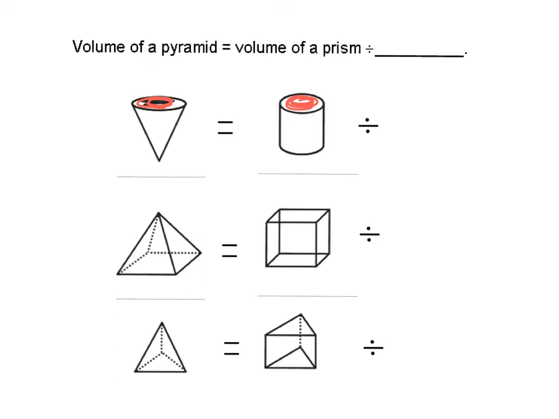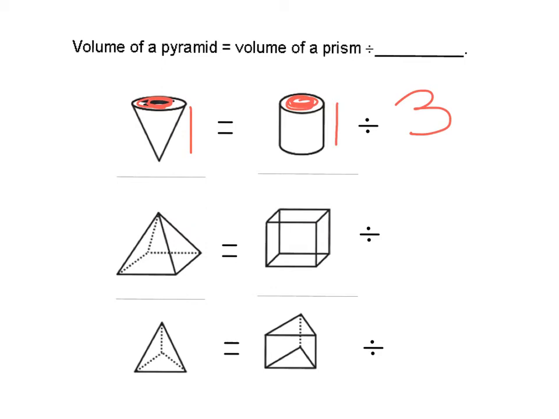If those are the same size and the height of this cone and the height of this cylinder are the same size, that means that the relationship between their volumes is we can take the volume of the cylinder and we can divide that by 3 to get the volume of the cone.